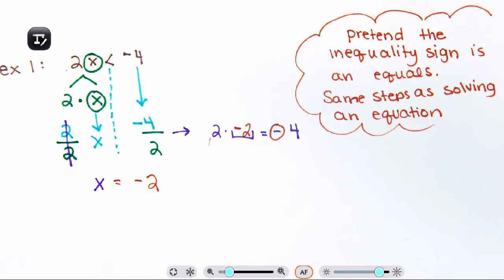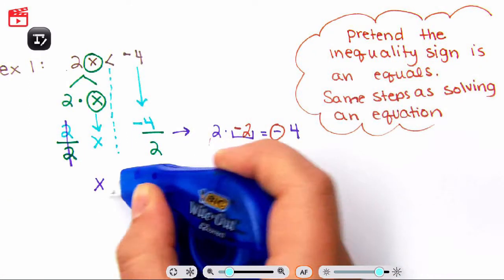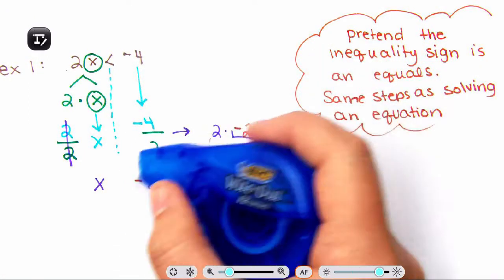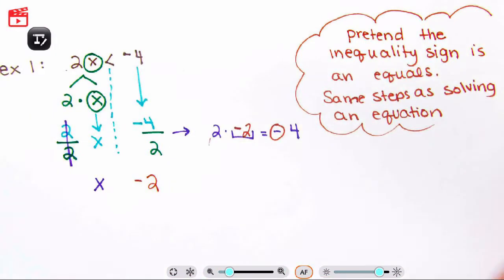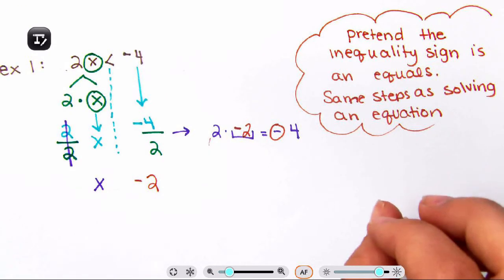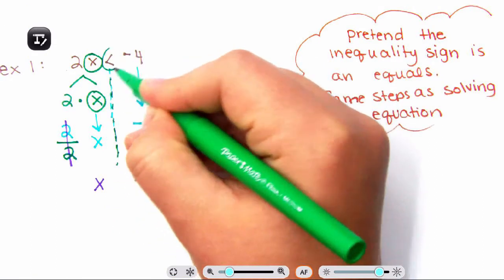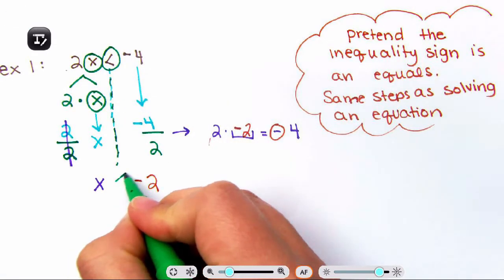Now, I already made a mistake, so I'm going to erase this because we actually don't have an equals. We're going to pretend. So at the end, you are done pretending. We're back to reality. And for our reality, we have this as our symbol, which is less than.